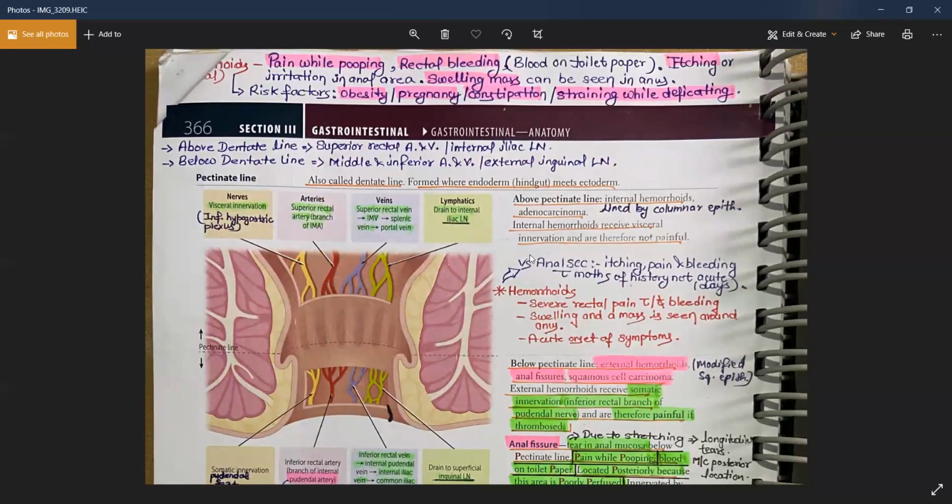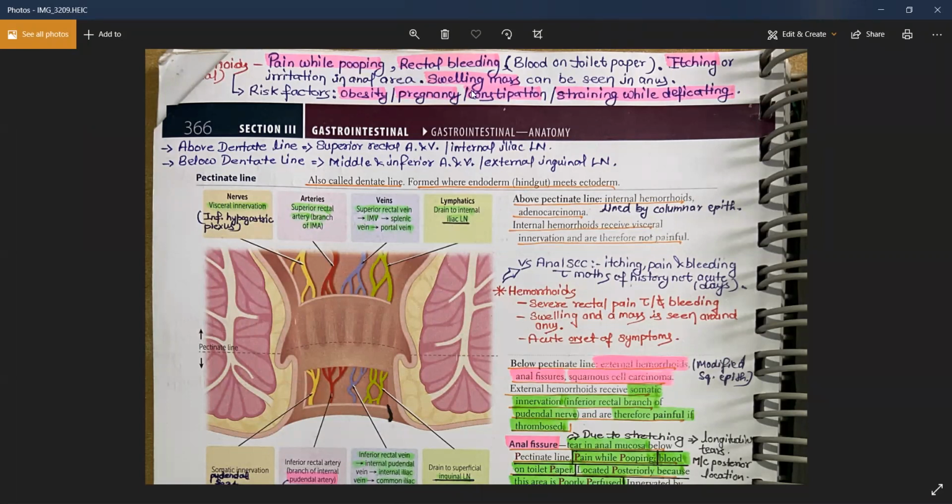The second thing will be the hemorrhoids. For the hemorrhoids, you will get a similar presentation just like the anal fissures. The patient will have pain while pooping. Rectal bleeding would be there, present as blood on the toilet paper. Important thing will be the itching, a continuous itching in the anal area.